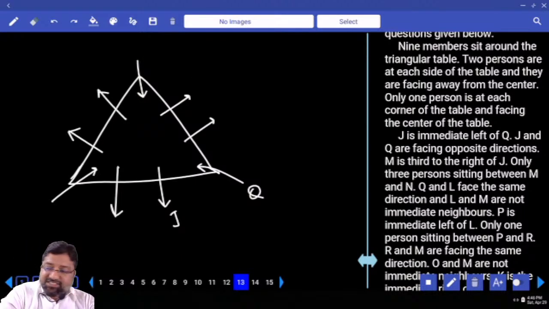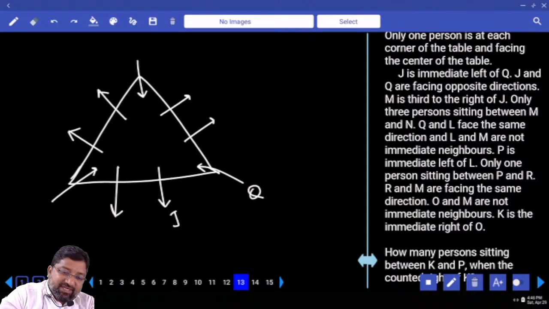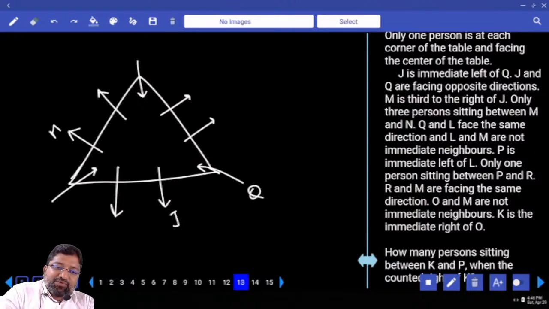inside. Read what is next. J sits to the immediate left of Q. J and Q face opposite direction. M sits third to the right of J. Since he is facing outside, our left side will be his right. Right? M sits third to the right of J. Only 3 persons between M and N. There is only one possibility.